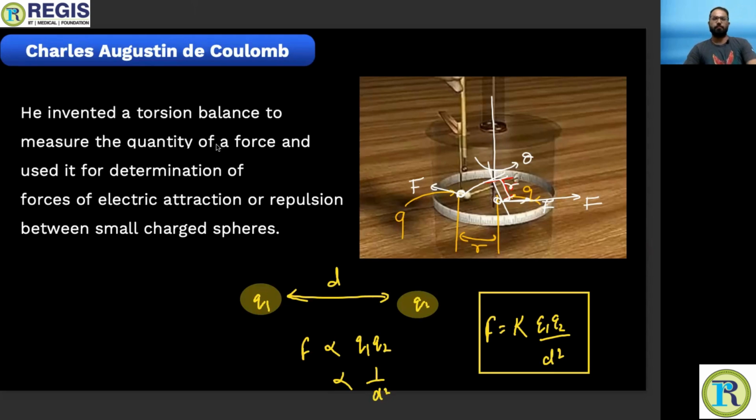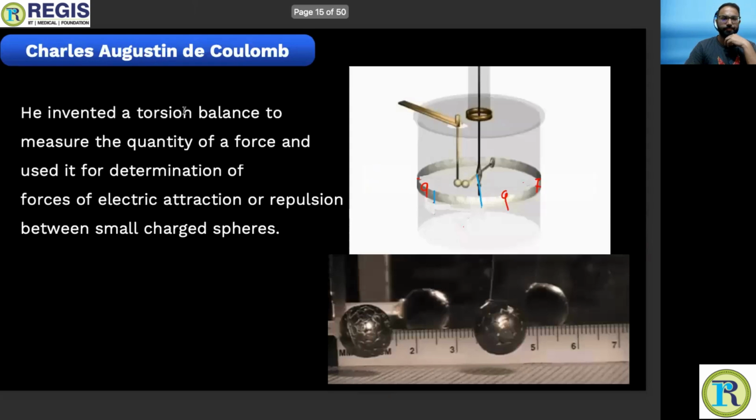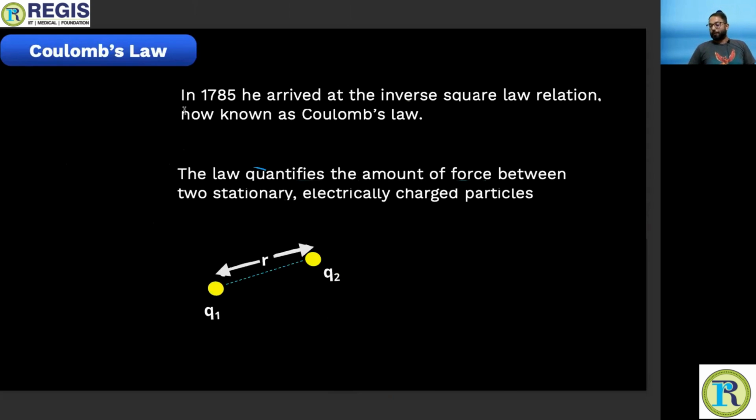So we don't need to go into the experimental setup. This formula was derived in 1785, and he arrived at an inverse square law of relation, which is known as Coulomb's law. So basically, the magnitude of the force between two charges Q1 and Q2 is proportional to the product of both the charges, and inversely proportional to the square of the distance between them. Clear? Any doubt? So you can note this down.